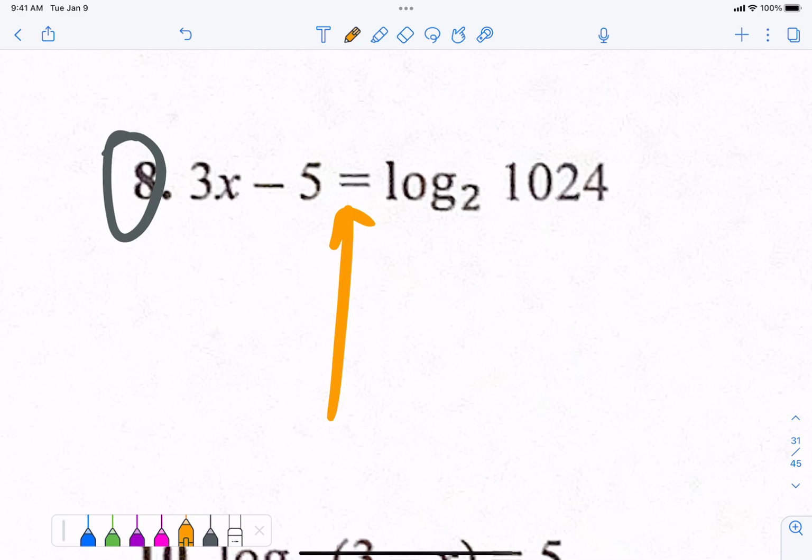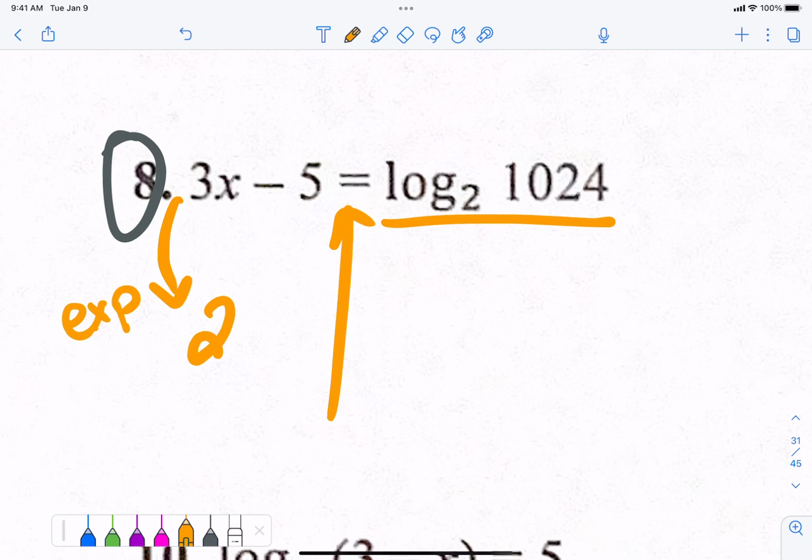So what do you do? Put it in exponential. Make it an exponential. This is kind of a weird function because the log is over here. So when I make it an exponential, what's the base? 2, because it's the base of the log. 2 to the 3x minus 5 equals 1024. Now what do I do?